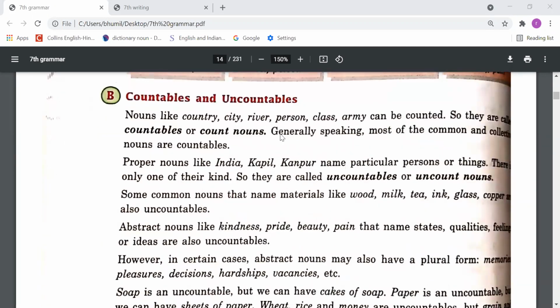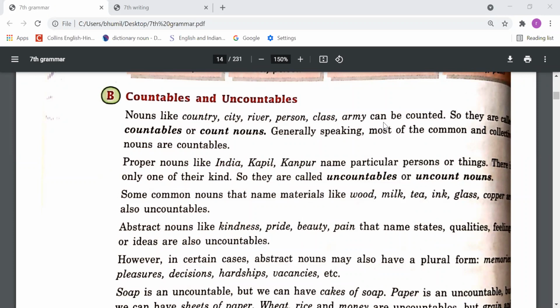Now let's talk about countable and uncountable nouns. Nouns like country, city, river, person, class, army can be counted. So they are called countable or count nouns. Generally speaking, most common and collective nouns are countable. So dear students, according to countability, we can divide our nouns into two parts. One is called countable nouns, second is called uncountable nouns, right?